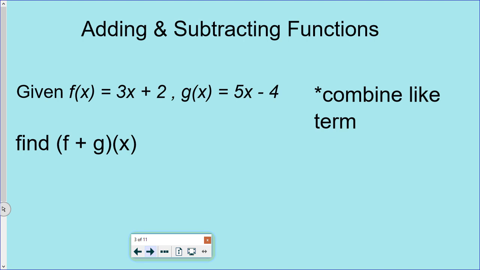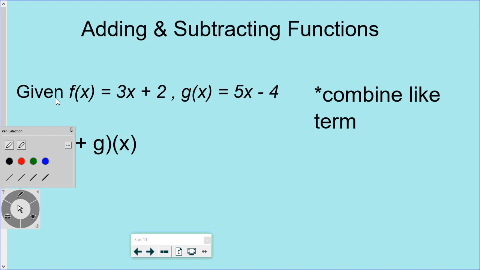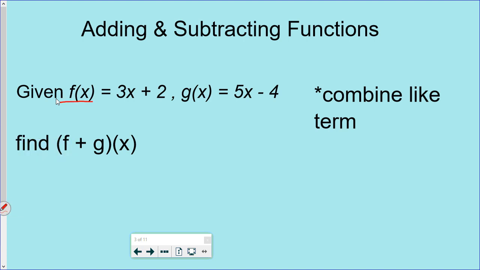All right. So, adding and subtracting functions. If we remember, a function is just another way to write an equation. We name the function by this little f of x, or we name it g of x, or maybe they'll use h of x. All it does is replace the y. It's just giving the function a name.